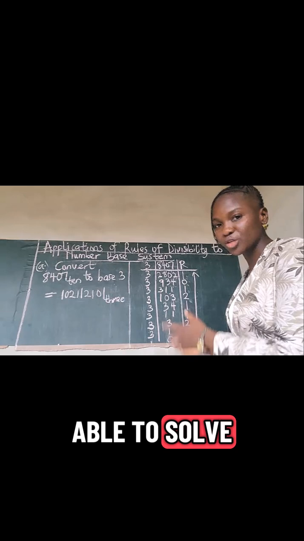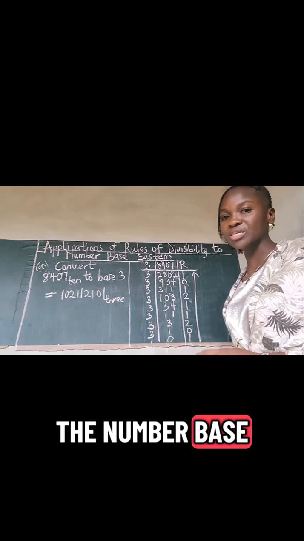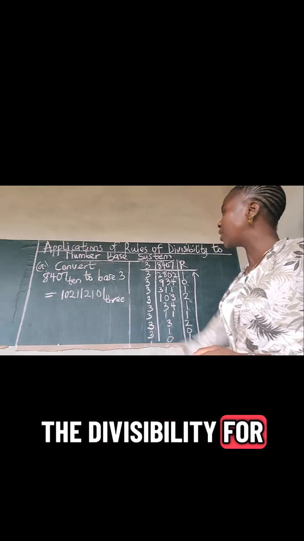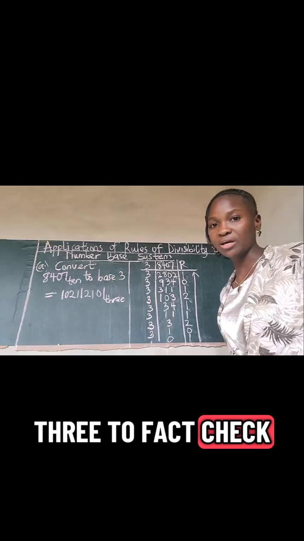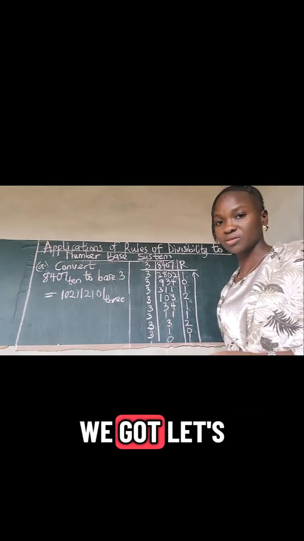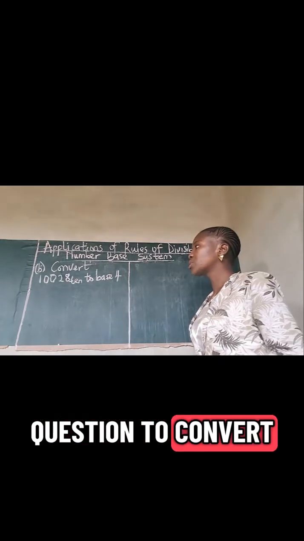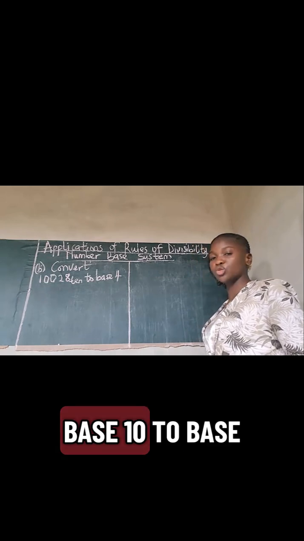So we've been able to solve this question under number base, and we've been able to use the rule of divisibility for 3 to fact check the answers we got. Let's look at another question. To convert 10028 base 10 to base 4.